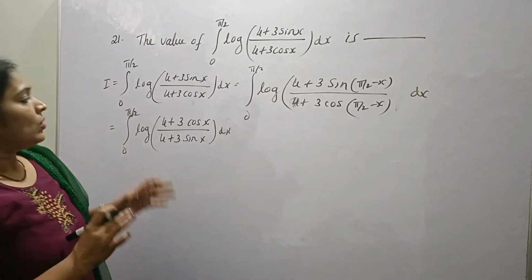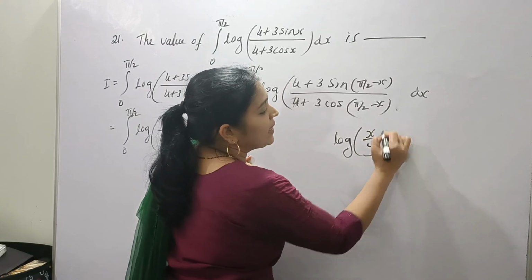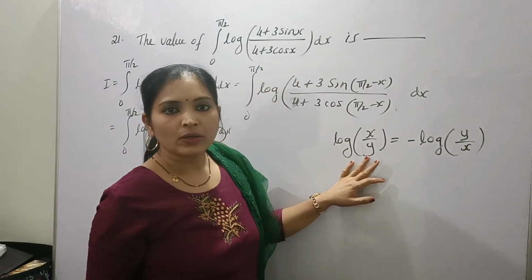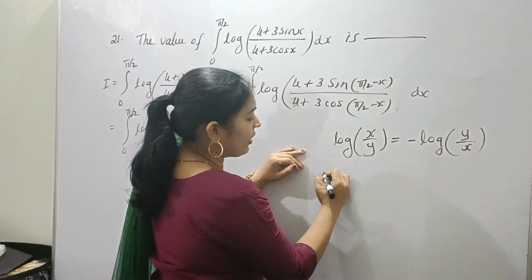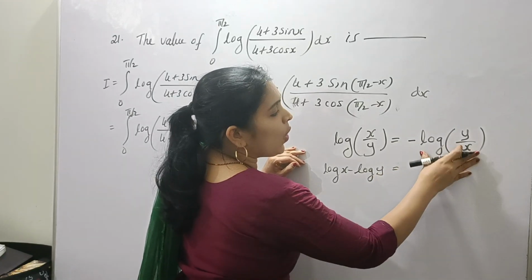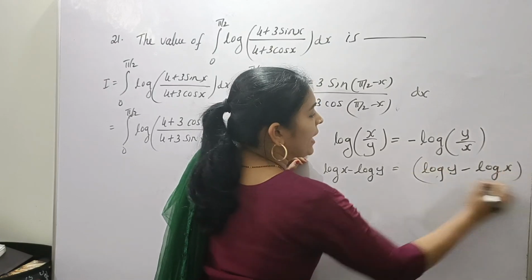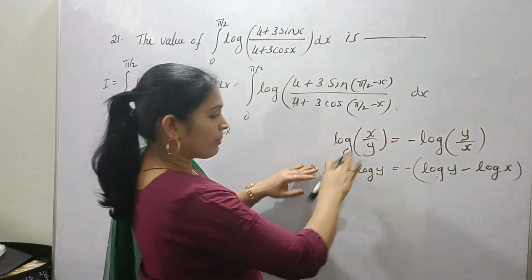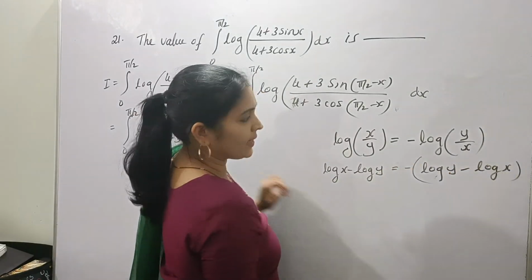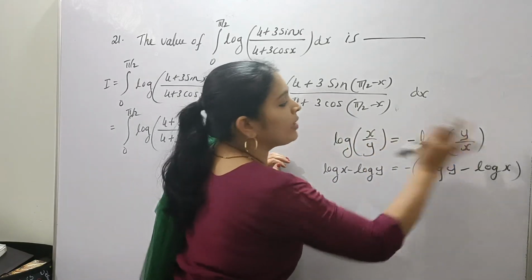Okay. So here we know a logarithmic rule: log of x by y is equal to minus log of y by x, right? Why? Because log of x by y is log x minus log y, right? And log of y by x is log y minus log x. That is, minus of log y minus log x is nothing but log x minus log y. Right? When we multiply, it is minus log y plus log x. So remember, log of x by y is equal to minus log of y by x.